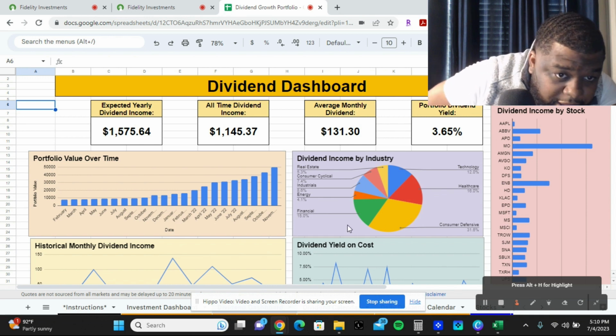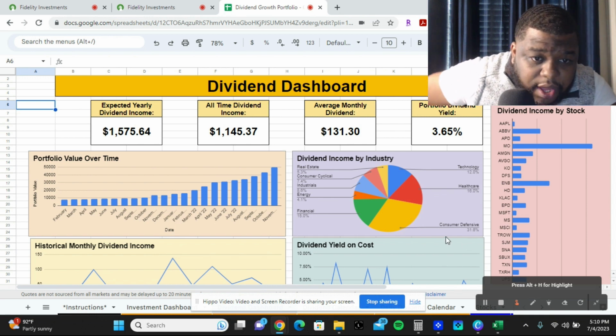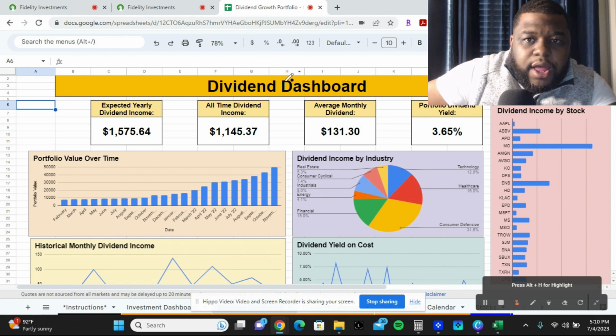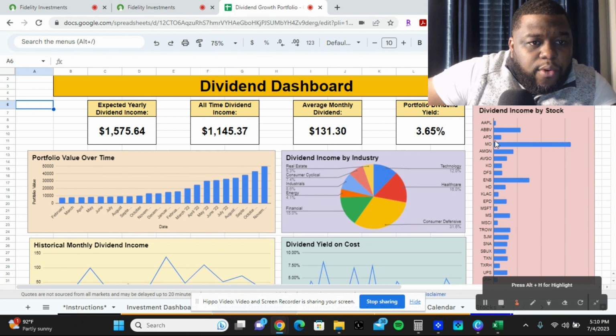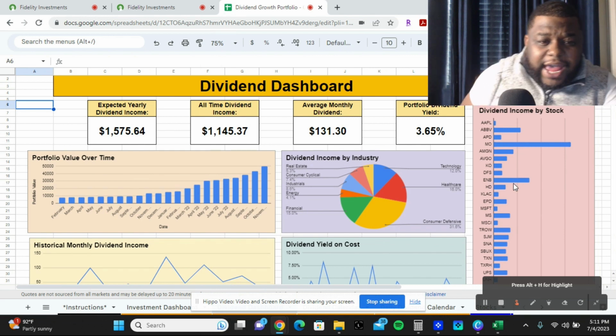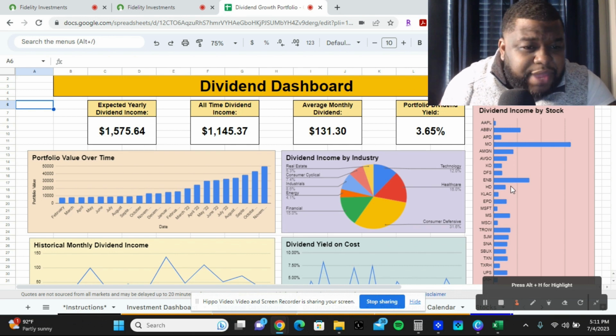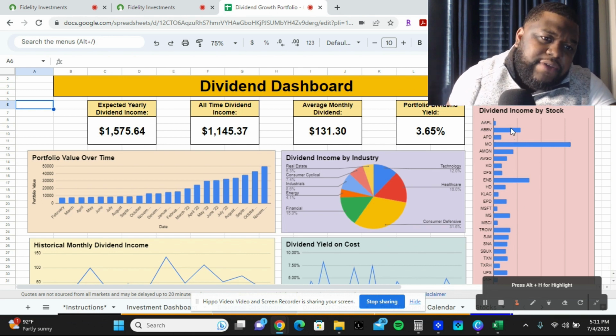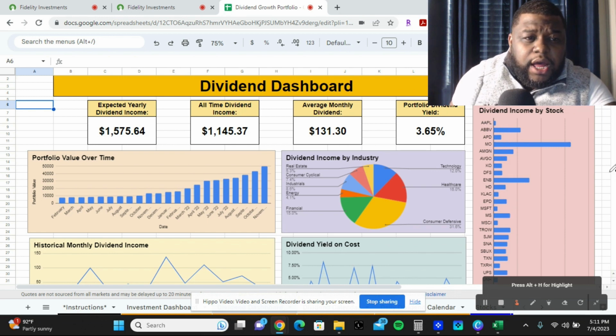is, I can see, it looks like 16%. Consumer defensive is my largest. And over here, if I was to zoom out, you see that my largest in terms of dividend income is Mo Altria, which is a consumer staple, and then Enbridge, which is oil and gas, which is energy, and then everything else. I think AbbVie is the third largest, but all of my other dividend income is quite balanced.